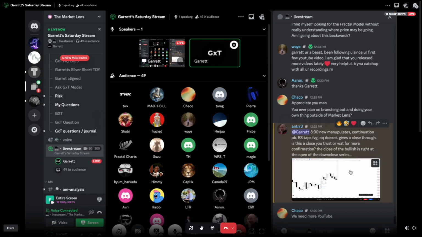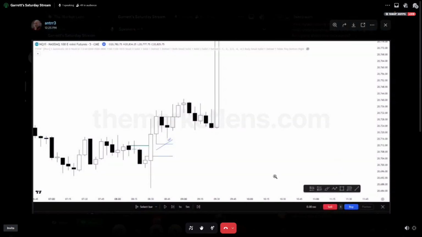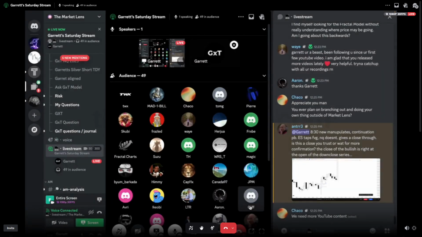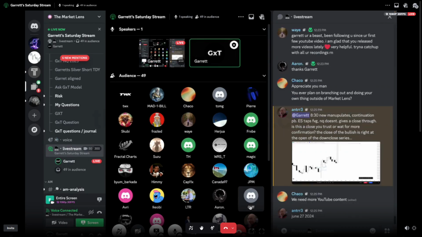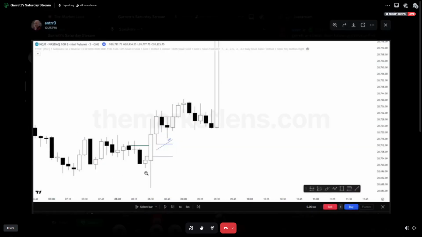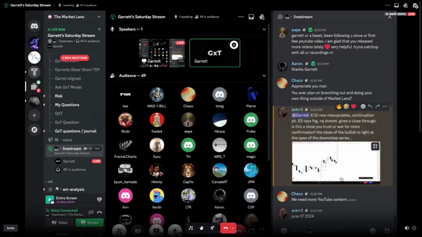8:30 news manipulates. Continuation post. Yes, even closing. When was this? What day was this? Is this this week? Doesn't you close through? Is this a close you trust? Well, I have to see the narrative here. I don't know. Typically you want a larger range here prior to 9:30, so I don't think I would trust this. Kind of a small range.